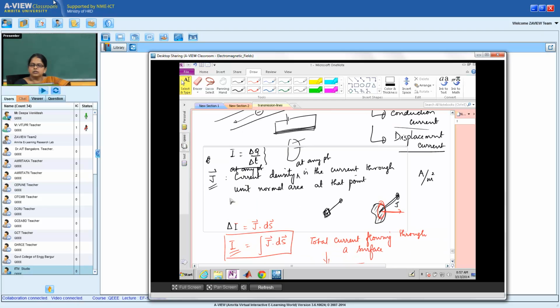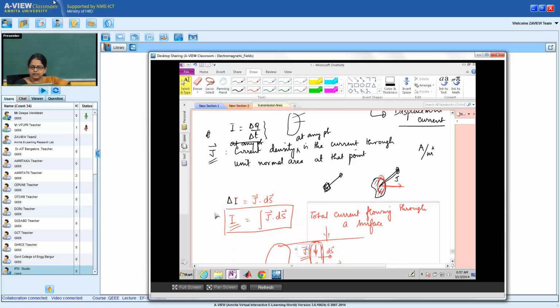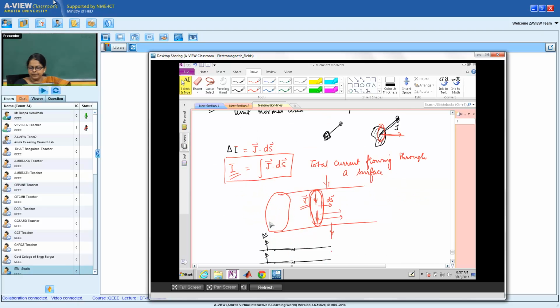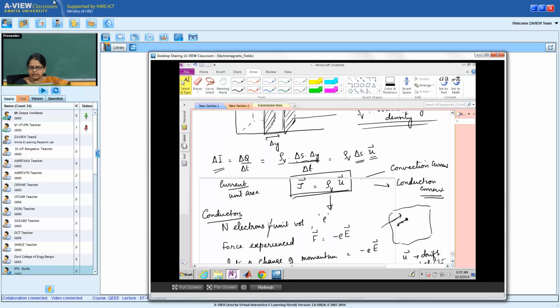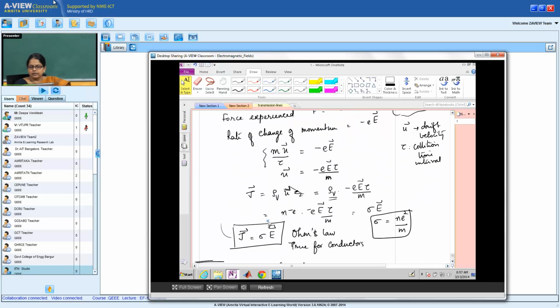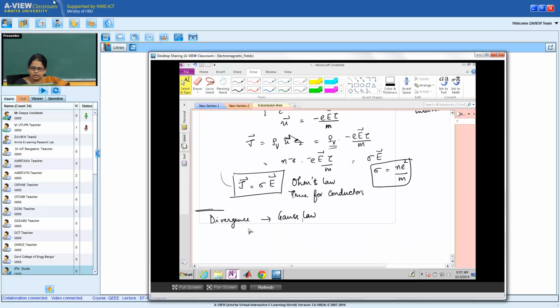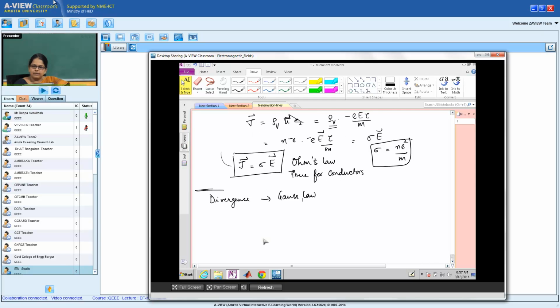We tried to see the importance of defining J, the current density, as a vector, and told you how to calculate current given J. Also, in conductors we derived Ohm's law. Now you can write this in terms of potential, which will give you the V equals IR form. In the next class we will talk about magnetic field, magnetic potential, and the next Maxwell's equations. We stop the class now.